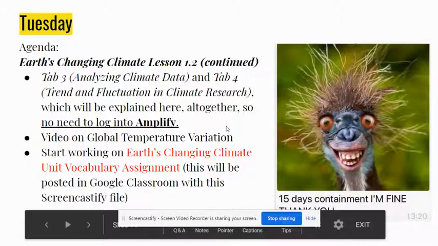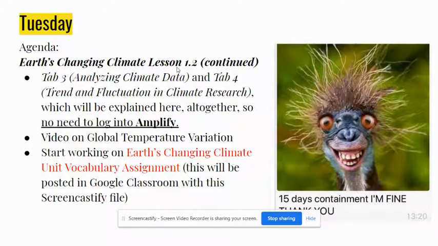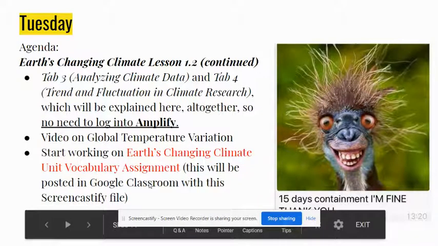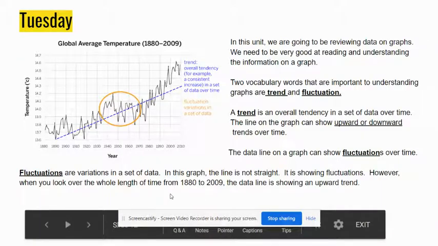Right here. So here's the agenda for the day. Basically, like I just said, in lesson 1.2, we're doing tabs 3 and 4 via this slideshow and video, so there's no need to log on to Amplify, and watching the video and then starting on the vocabulary assignment. And with the Screencastify, I actually have to put it separate, so you'll have 2 tabs you need to click on today.